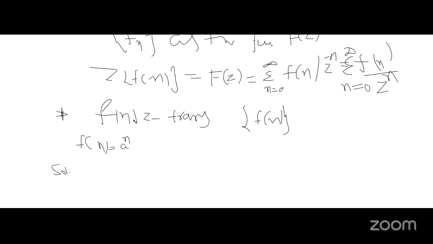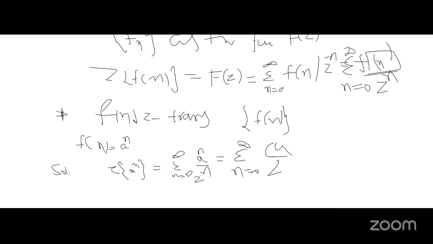So the Z transformation of a power of n equal to the series n equal to 0 to infinity of f of n. So f of n is nothing but a power of n. So a power of n by z power of n, the series summation n equal to 0 to infinity of a by z, that whole to the power of n.